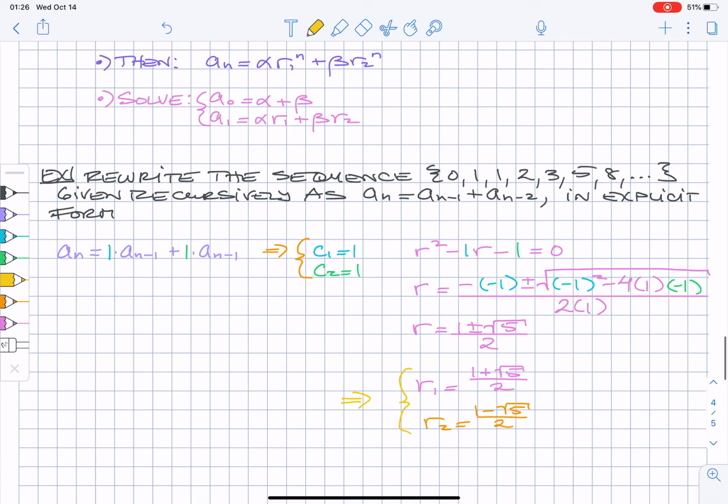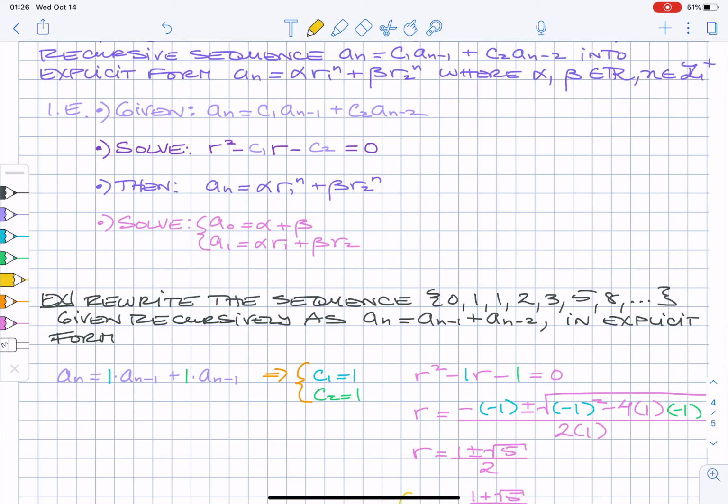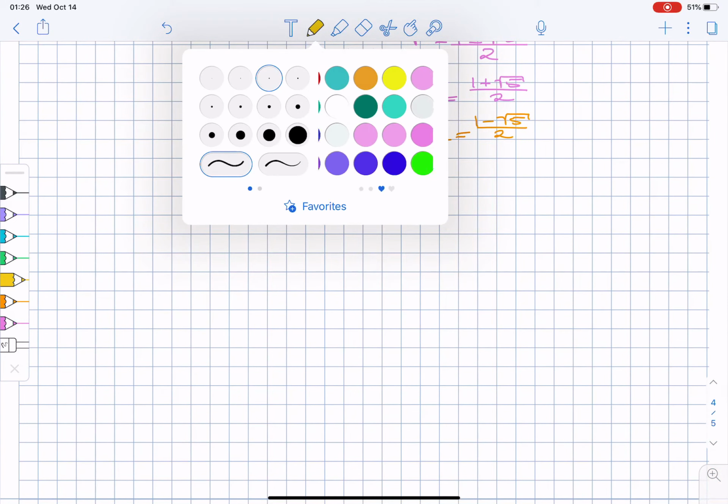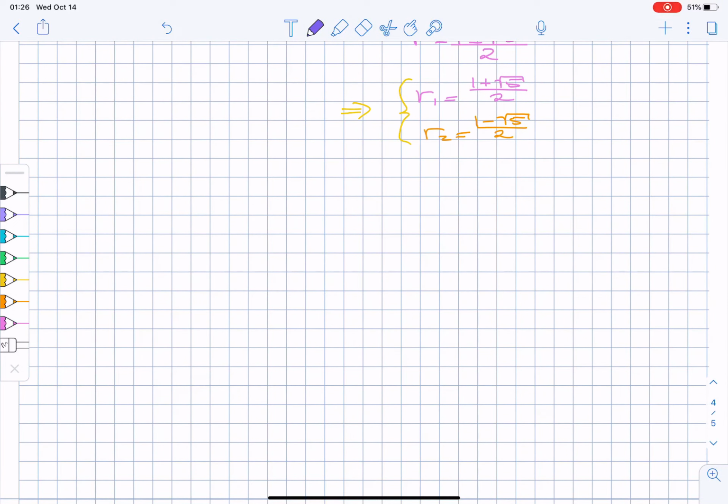Okay, so now what do I do? Now I need to set up that a sub n is some alpha times the first root to the n plus some beta times the second root to the n. So let's do that. I claim that a sub n is going to be some alpha times the first root, which is 1 plus root 5 all over 2, to the n.